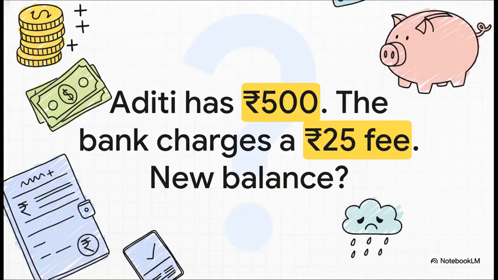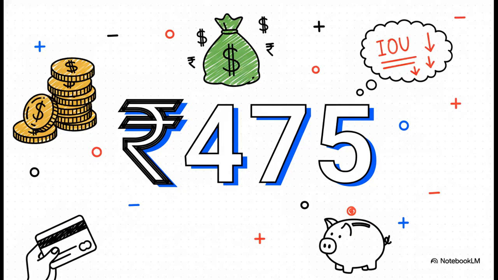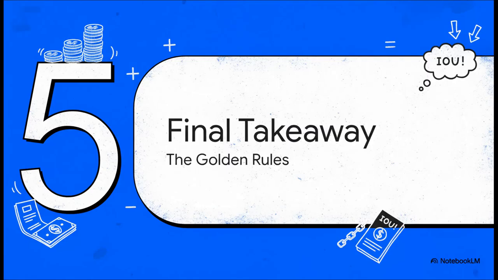Excellent. Okay, last one. This should be super easy for you money experts now. Aditi has a very nice balance of 500 rupees in her bank account. That's a positive 500. But then the bank charges a small fee of 25 rupees. So they're taking away money, or adding a negative. What is her new balance? 475 rupees. Exactly. It's just simple subtraction. See, I told you, you are all brilliant. Wonderful work today, class.